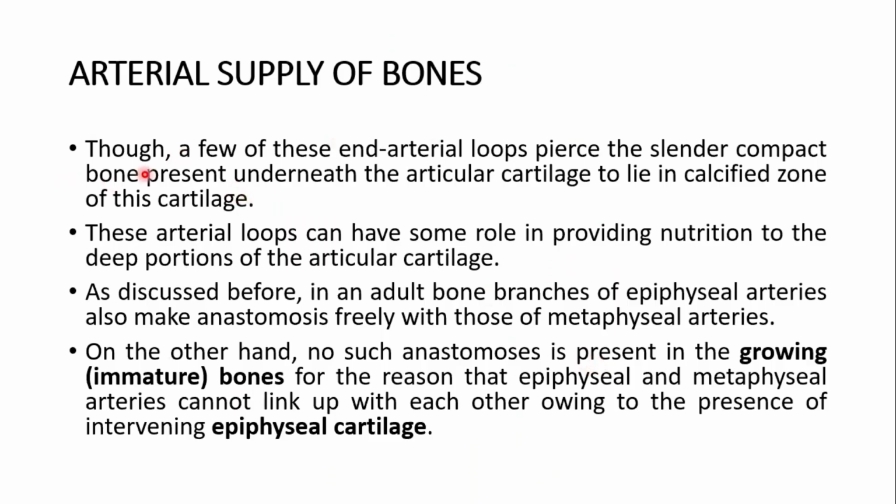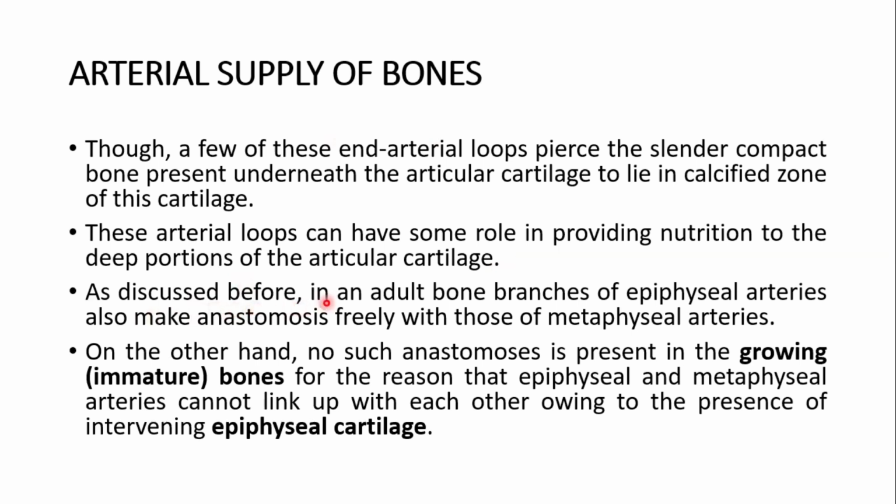And the arterial supply continues. A few of these end-arterial loops pierce the slender compact bone present underneath the articular cartilage to lie in the calcified zone of this cartilage. These arterial loops can have some role in providing nutrition to the deep portion of the articular cartilage.